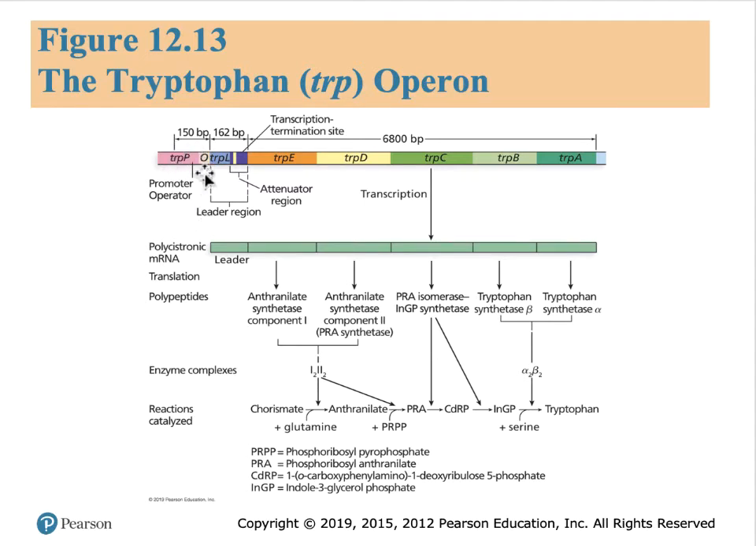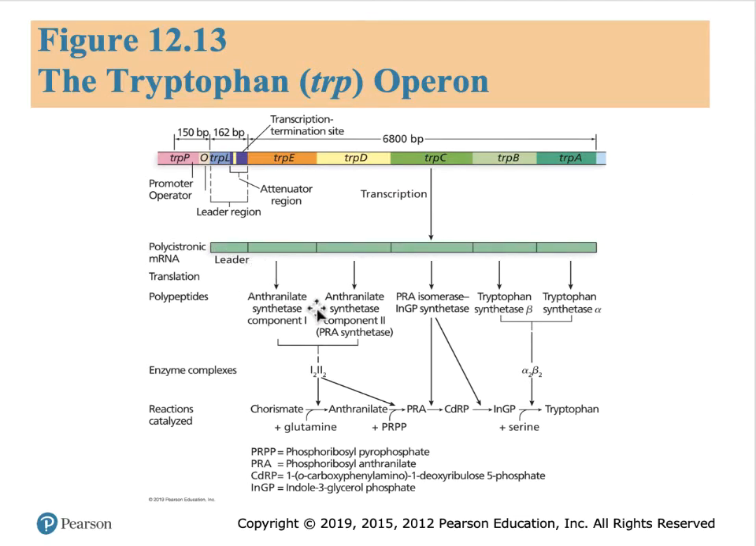The result of transcription is that transcription starts at the +1 site, and then if nothing changes that behavior, it'll continue all the way through until the end of the last gene, trpA. And that polycistronic messenger RNA will then be attached to by ribosomes at different points.